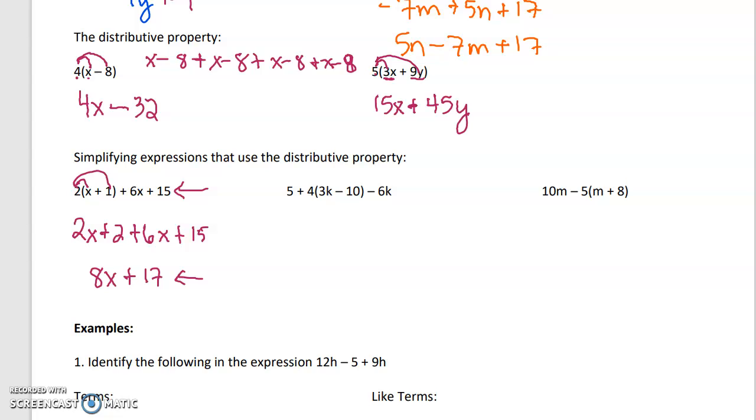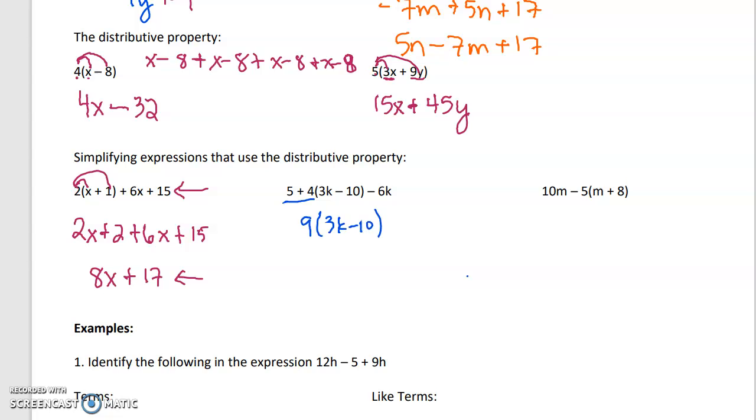In the next example, I want us to notice that we have 5, and then we have 4 times something. We have this piece here. One trap that students sometimes fall into is they want to add the 4 and the 5 first, and they want to bring this down as a 9.